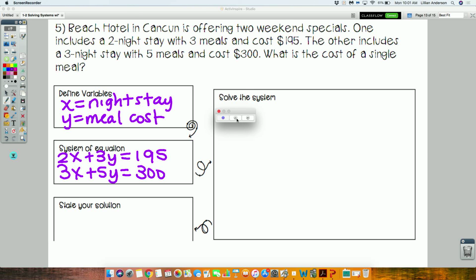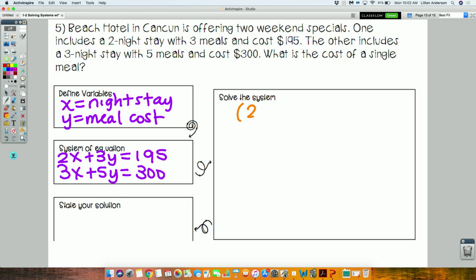When it comes to solving these systems, we want to eliminate the first variable, which works out in our favor. This time, we're looking for the cost of a meal. So when I'm looking for the cost of a meal, that means I need to eliminate X so that I can solve for Y. TJ, did you use elimination or substitution? Okay, so what did you multiply the first equation by to eliminate X? Positive 3. And the second equation? -2. Awesome.